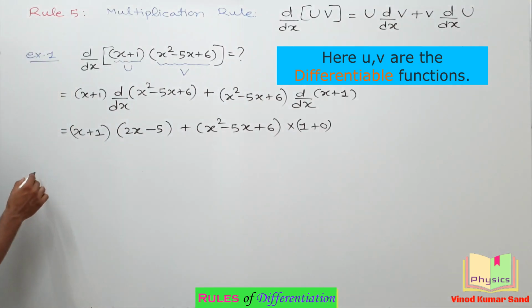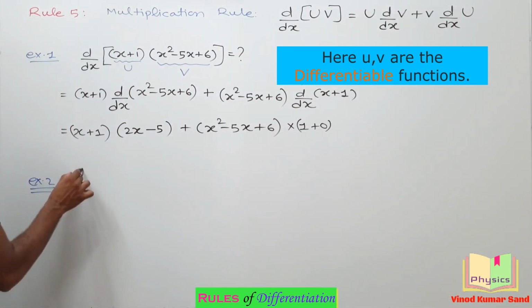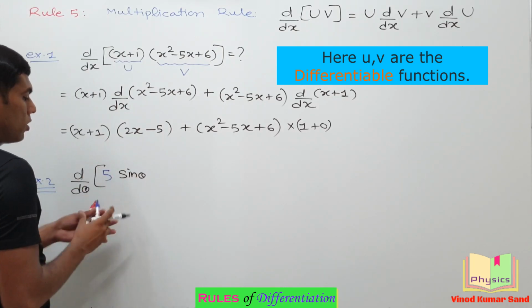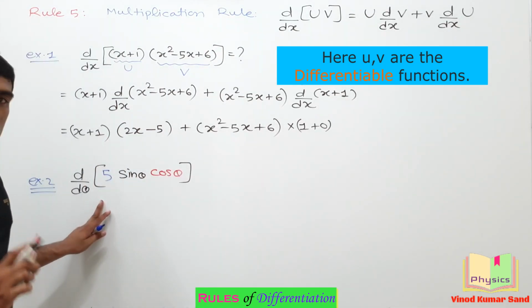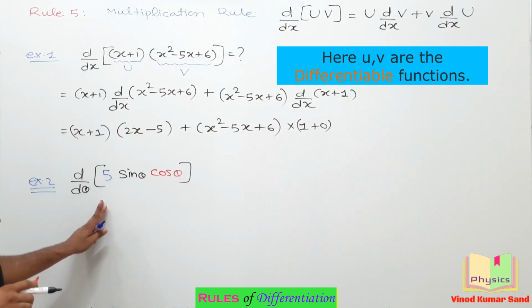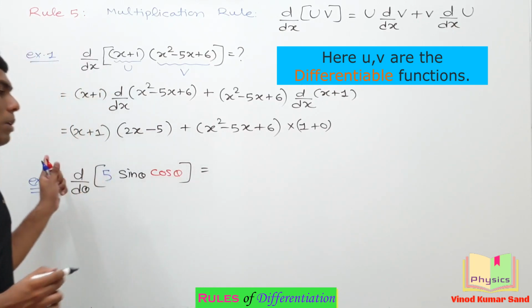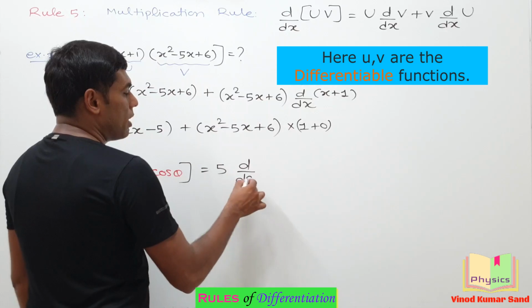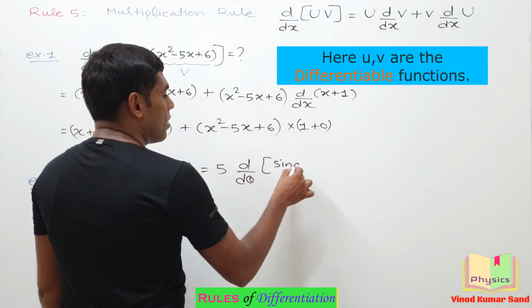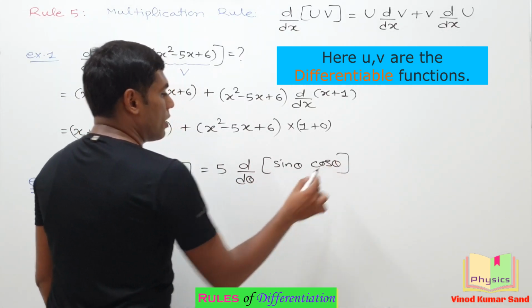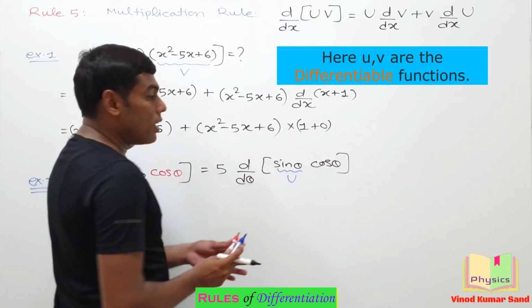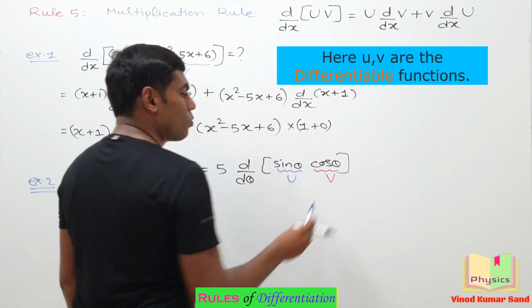Taking up another example, example number 2. D by d theta of 5 sine theta cos theta. Pause the video here and you give it a try yourself. 5 is a constant, so constant will be taken outside of the differentiation. So you are left with 5 d by d theta of sine theta and cos theta. Then here this can be treated as u and this can be treated as v.